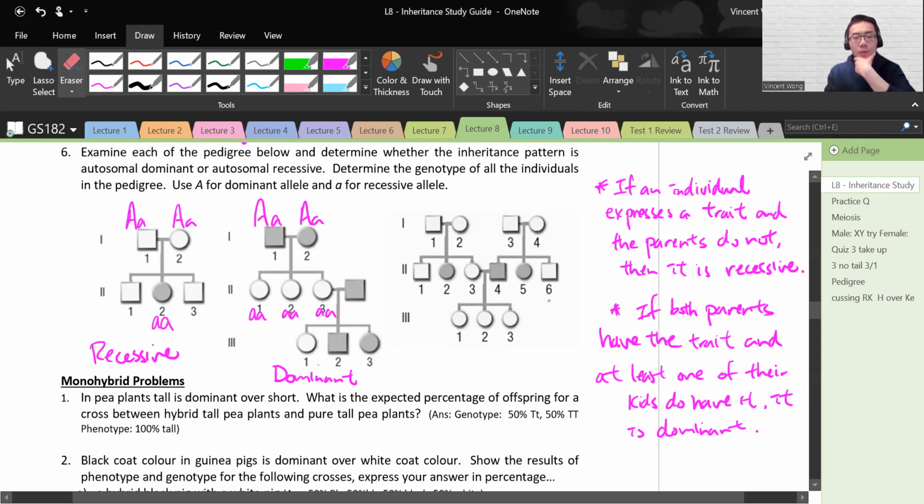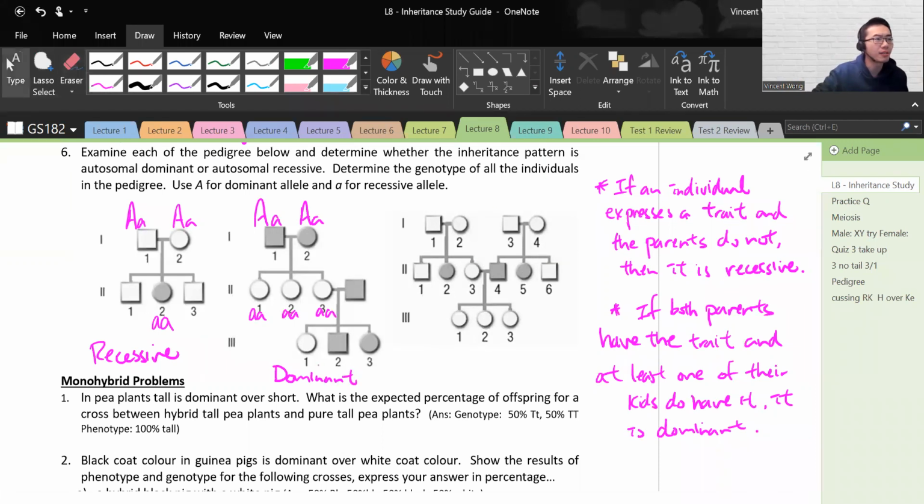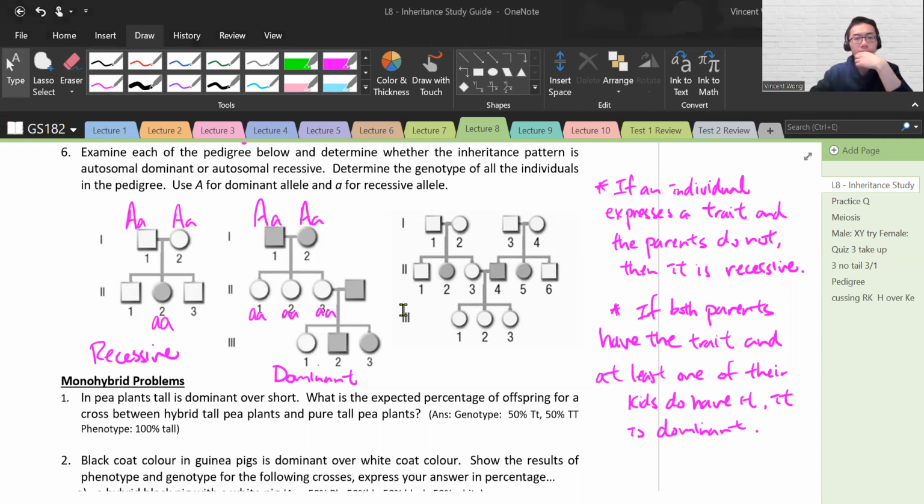Okay, what about this last one? Based on what I just taught you, do you think this is dominant or do you think this is recessive? What do you guys think? Take a look at this last one right here.